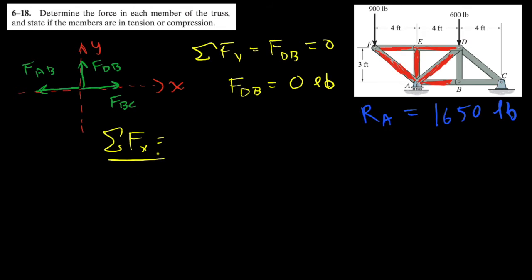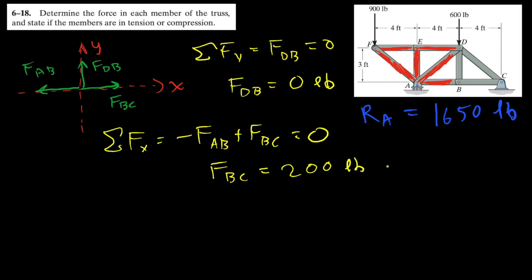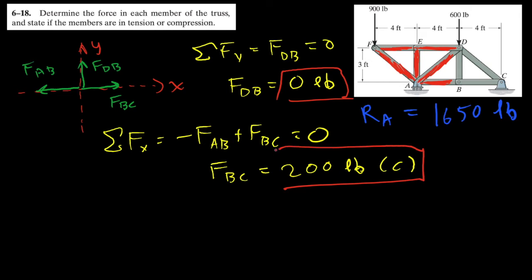So returning to our summation of forces equation, we get minus FAB plus FBC is equal to 0. And solving this, we get that the magnitude of BC is equal in magnitude to FAB. And since we have previously calculated the magnitude of FAB, we get that FBC is equal to 200 pounds as a compressive force. So let's box our answers. So this is 0 pounds and this is 200 pounds. And highlighting the components that we just calculated, we get this and that.